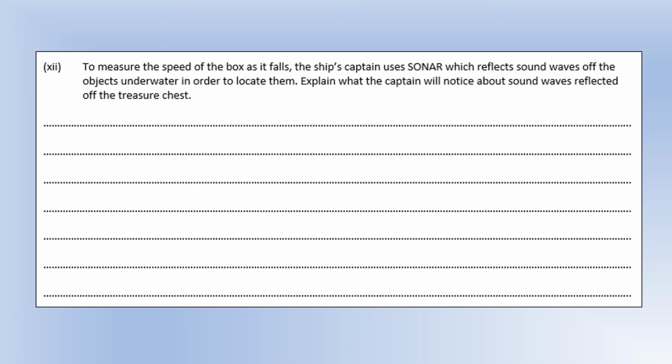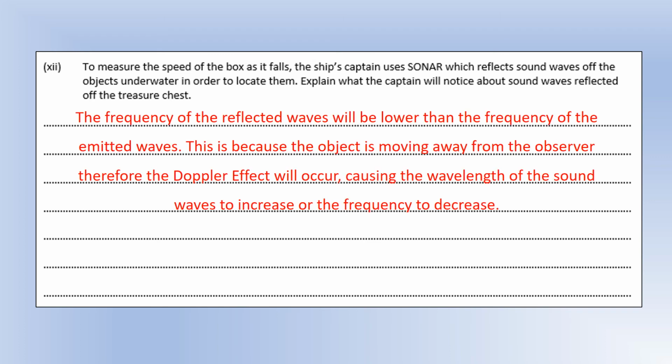Okay, so to measure the speed of the box as it falls, the ship's captain uses sonar, which is basically sound waves, and they're reflecting them off the object underwater to be able to locate them. That's how sonar works. Explain what the captain will notice about the sound waves reflected off the treasure chest. So this is a sneaky question about the Doppler effect.